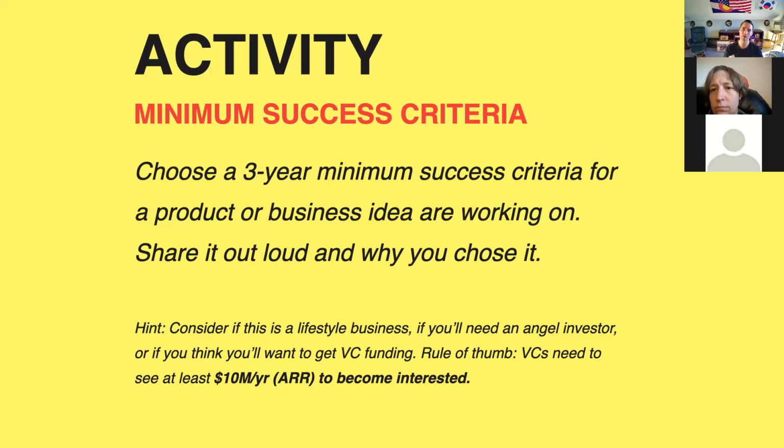So if you ever do have an idea where you're thinking in your mind, I'm going to need a big investment and it's going to need to get big to grow, then set your minimum success criteria as $10 million annual recurring revenue, and then don't think about it. Just set it like that. Okay, there's your little rule of thumb. But those are fine. Those are lifestyle businesses. That's great.